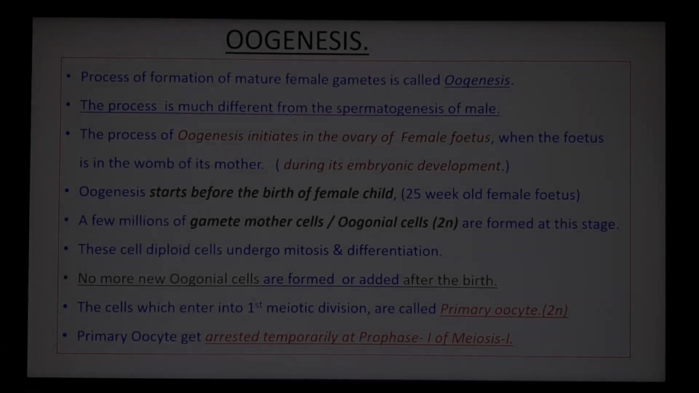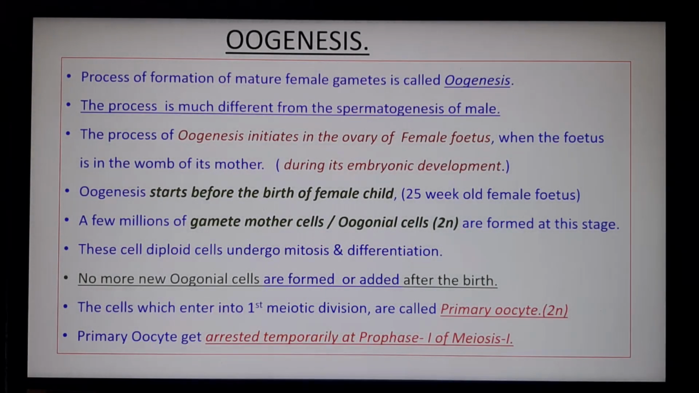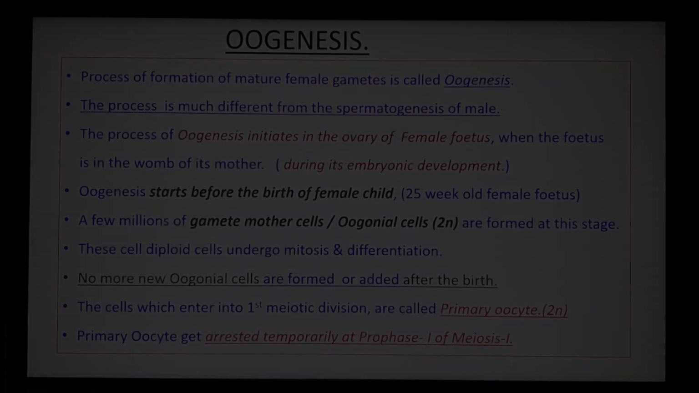Oogenesis is the process of formation of mature female gametes. And we have already learned the formation of male gametes, that is spermatogenesis. Here the process is much different from spermatogenesis of male.